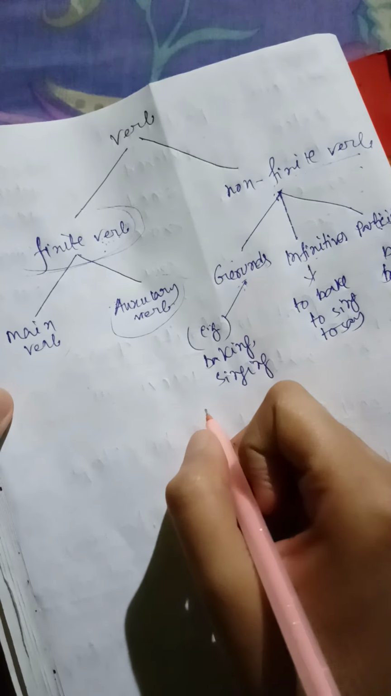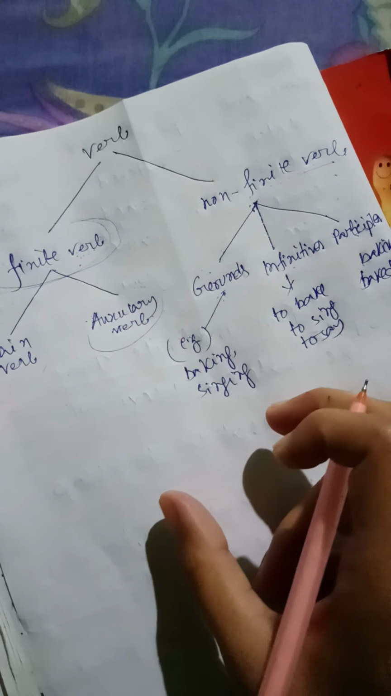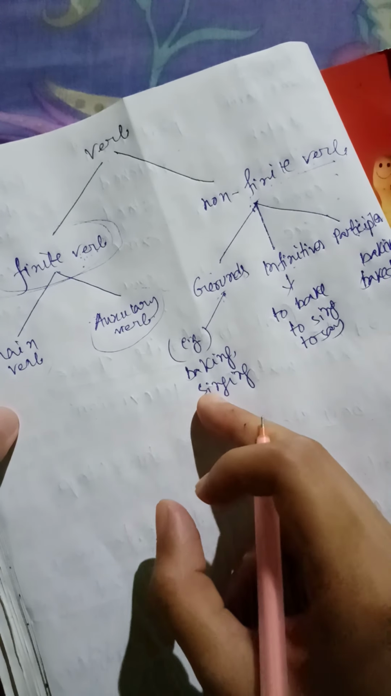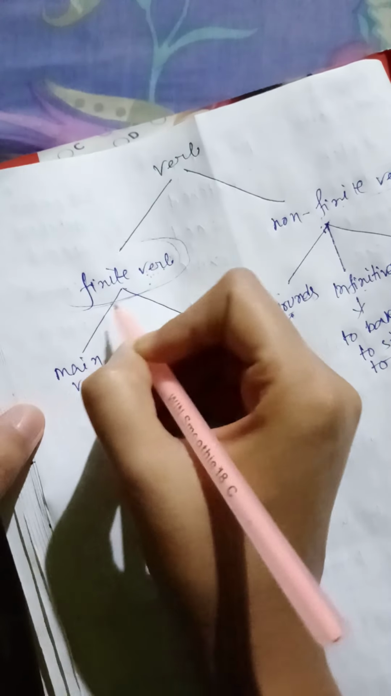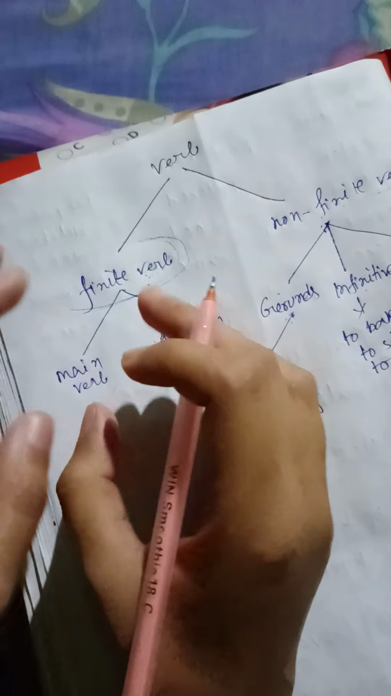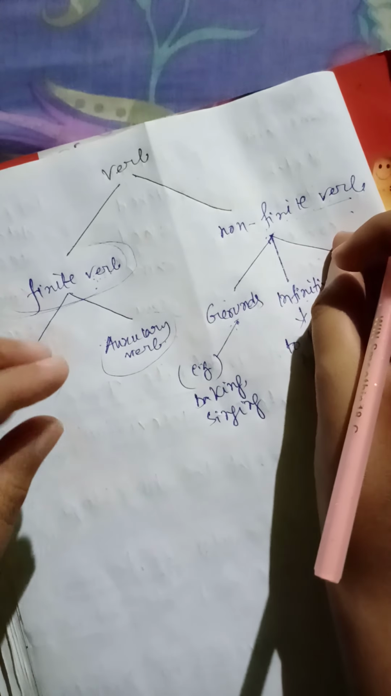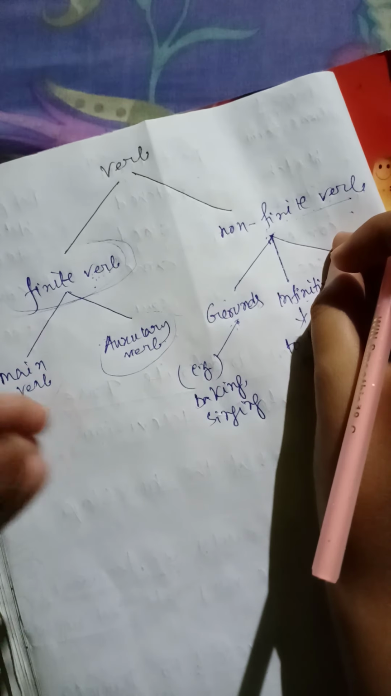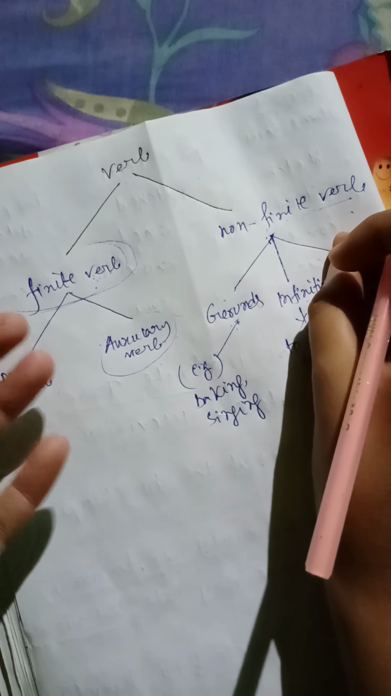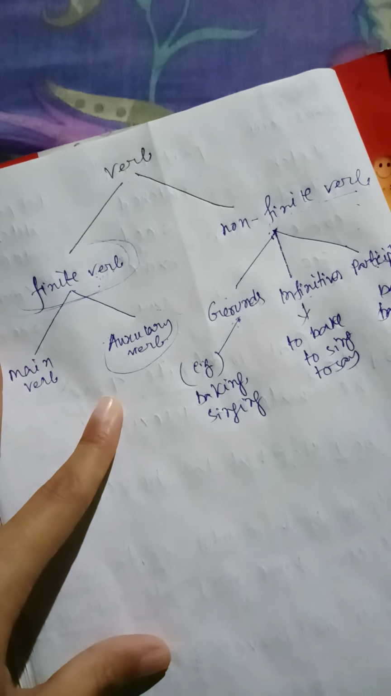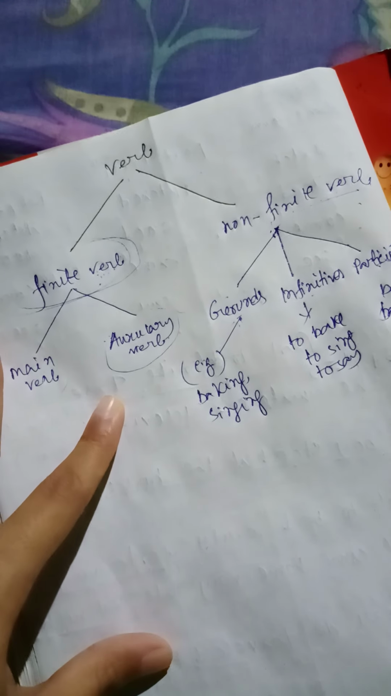Okay, let me tell you something more, that non-finite verbs function as nouns, adjectives, or adverbs in a sentence. Got it? A finite verb only works as a verb in a sentence. But a non-finite verb works as a noun, adjective, or adverb. Got it? So let me give some examples.